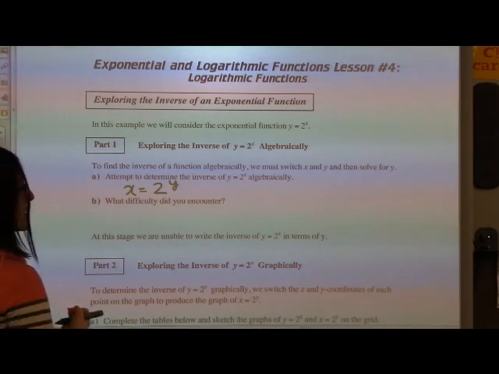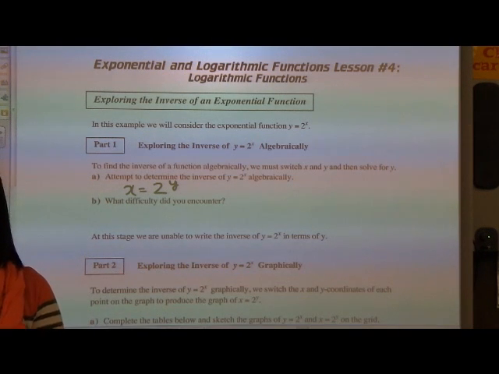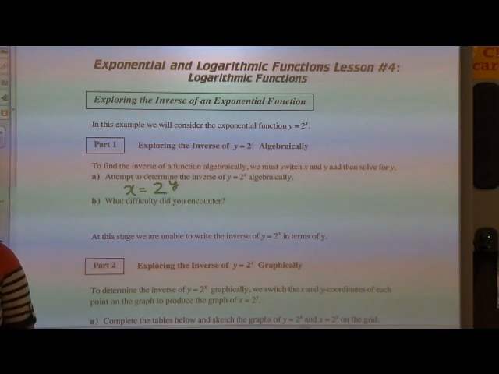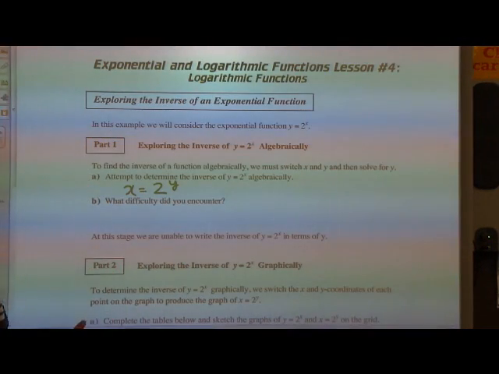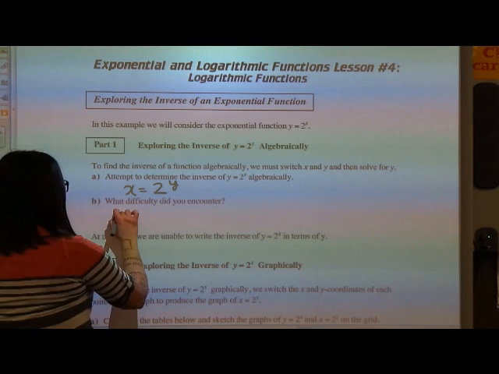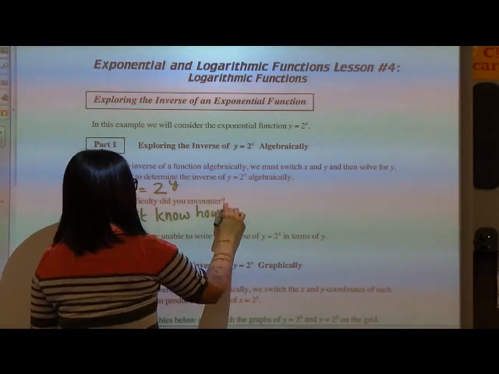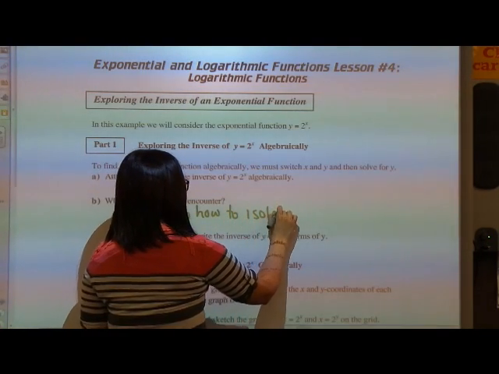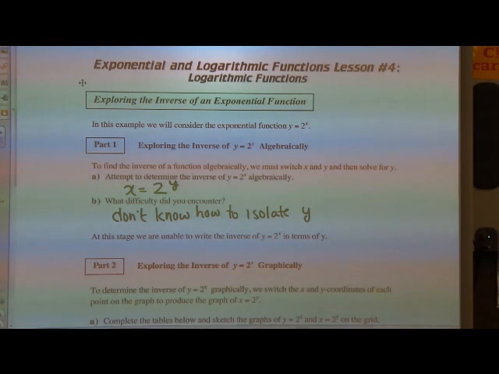Because I know that if I add something, I can do the inverse of subtraction. When I divide, I can inverse with multiplication. If I take the square root of something, the inverse of that is the square. So I have all of these inverses, but I don't have an inverse for an exponent. So the problem is I don't know how to isolate y. So right now we can't write this as a y equals.